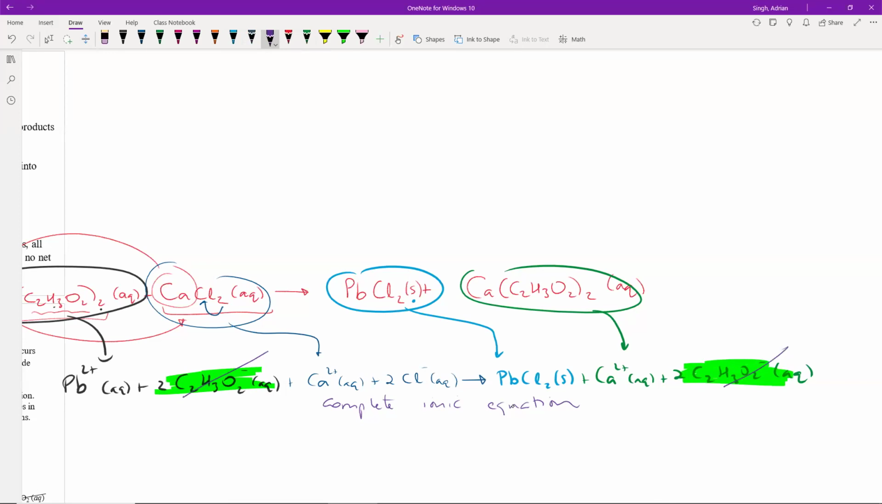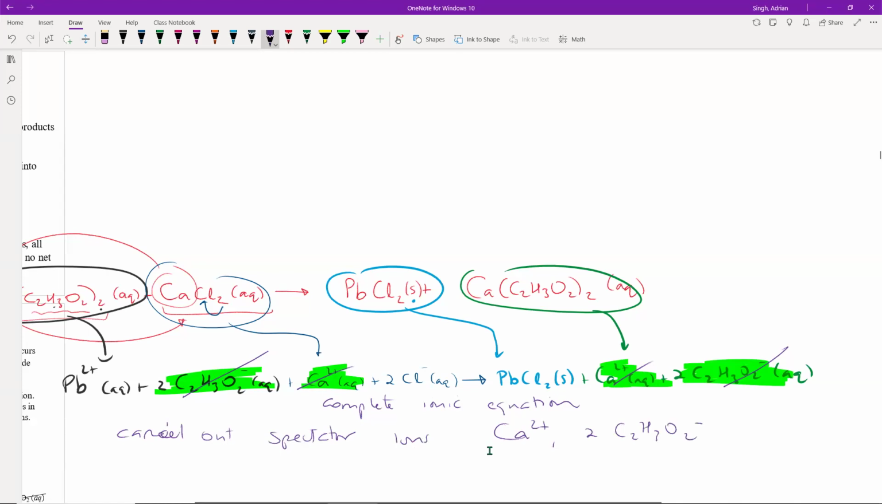What else is the same on the left and the right? Well, I also have calcium. 1 calcium on the left and another calcium on the right. So those are spectator ions. I can cancel those out as well. So we can cancel out spectator ions, which in this case are the Ca2+ and the 2 acetate ions.